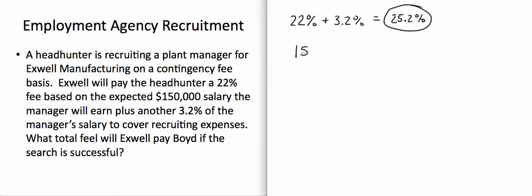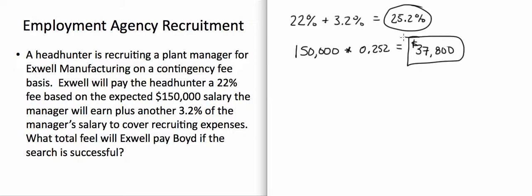So that's 150,000 times 0.252, and that's going to give us an answer of $37,800. So that is how much the headhunter will get if they find a suitable replacement for their plant manager position.